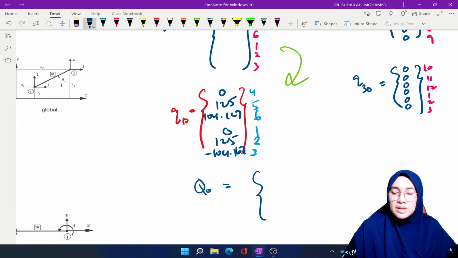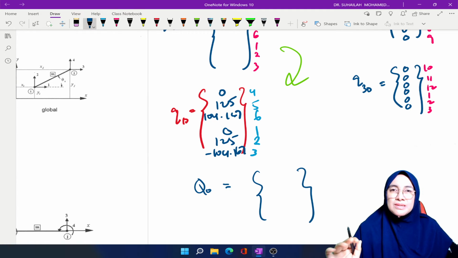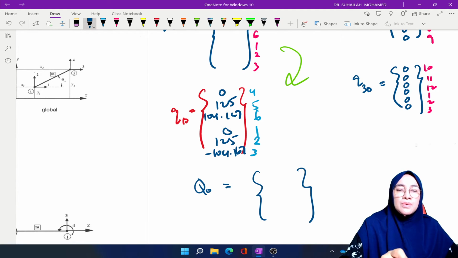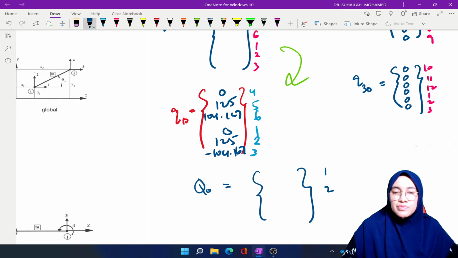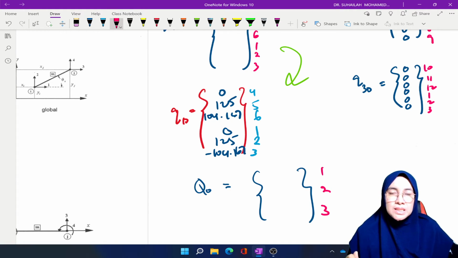3 degree of freedom, because we will only concentrate on the unconstrained system, because there's no support settlement, so we can focus on the unconstrained system only. Okay, we have 1, 2, 3 here. 1, 2, 3. We focus on this.